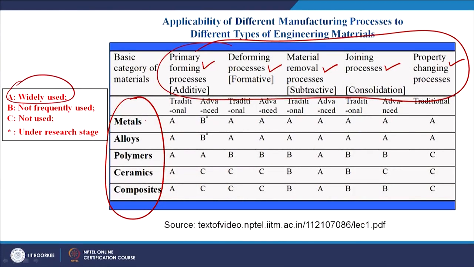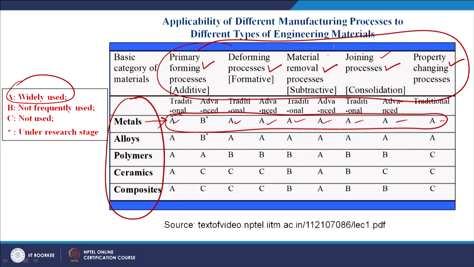So we can see that A is widely used. So for metals, if you see in this column, most of the processes are well established. So we have A in most of the processes. So metals can be easily fabricated or easily processed or easily produced or manufactured using any of these processes. Depending upon the specific requirement, we will choose. If two parts have to be joined together, definitely we will go for a joining process, or if holes have to be made, we will go for a machining process or the material removal process. So specific requirements will lead to use of specific processes, but for metals, it is established that most of the processes are well known or well researched as well as well commercialized.